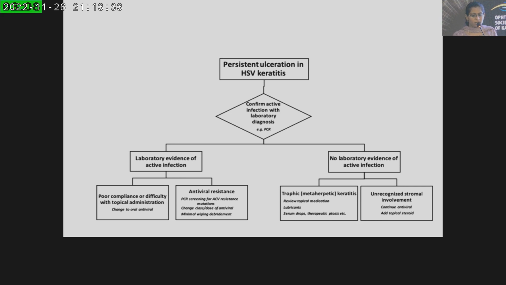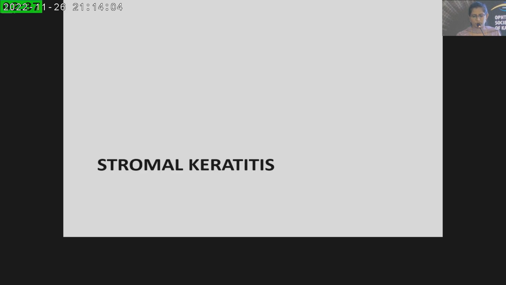So first thing is, we have to confirm whether there's an infection. Of course, if there is a secondary bacterial or fungal infection or it's a primary viral infection, we can always resort to a PCR. So if there is laboratory evidence of active infection, then we have to look for the compliance of this patient. And if the compliance is good, then we have to think about antiviral resistance these days. So we have to plan an alternative antiviral. But if there is no laboratory evidence of active infection, probably what we're dealing with is a neurotrophic keratopathy like what we discussed just now, or an unrecognized stromal involvement, in which case we have to add a topical steroid.